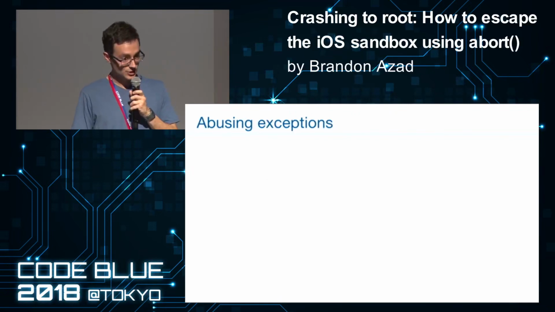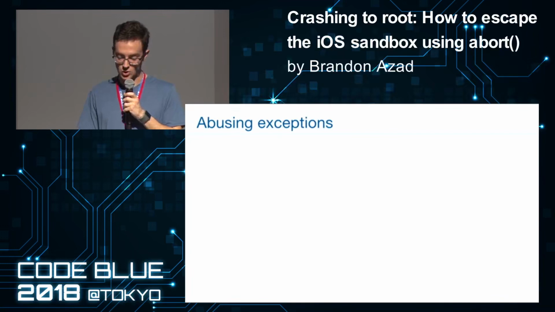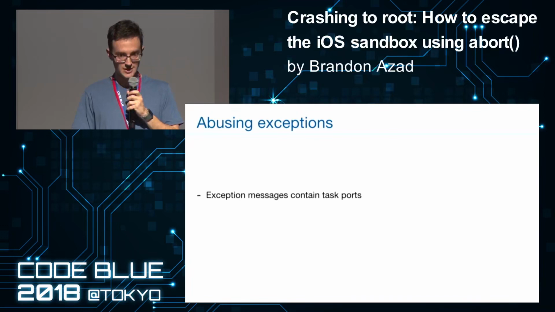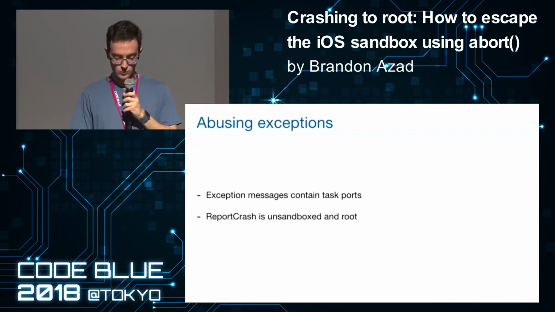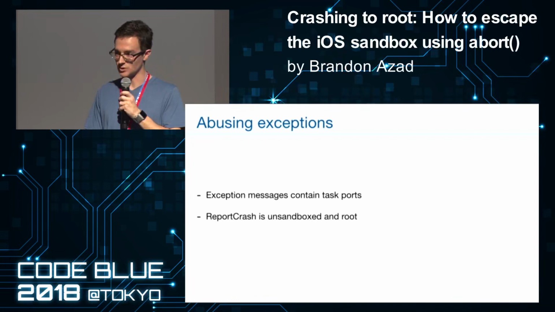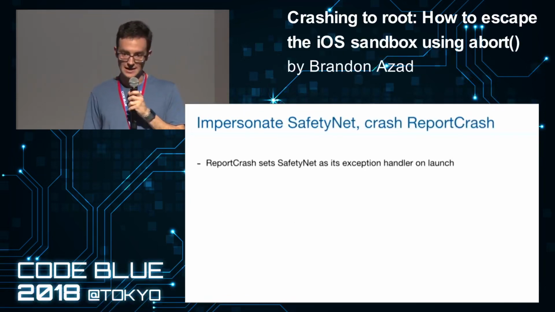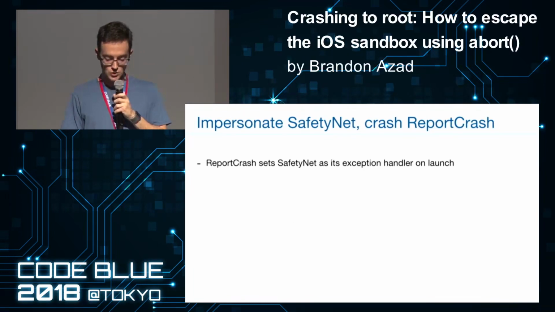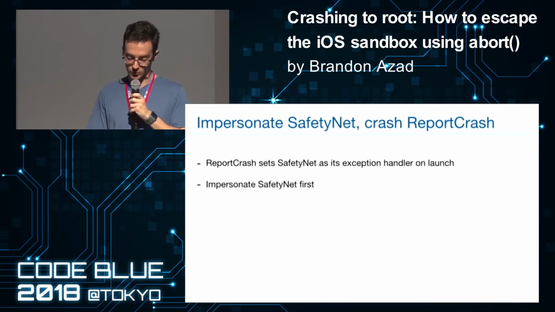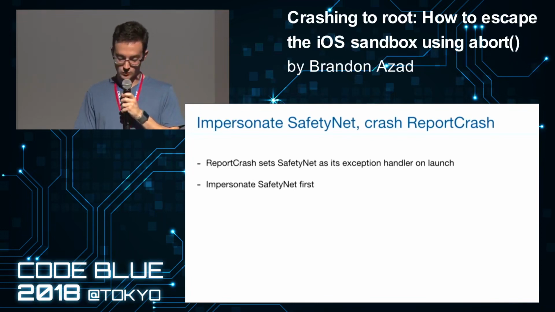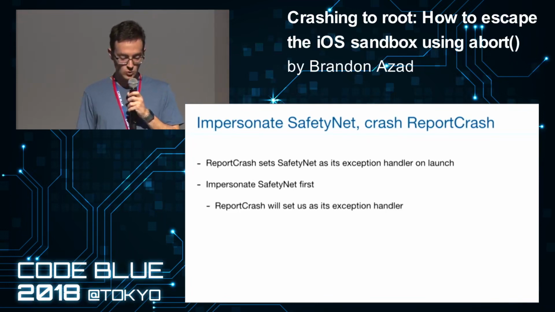However, even though the traditional approach doesn't work, we can actually devise our own strategy by reusing what we already know. See, exception messages contain task ports, and reportcrash itself is unsandboxed and runs as root. So why not impersonate SafetyNet and then trigger a crash in reportcrash? See, reportcrash sets SafetyNet as its exception handler on launch. So if we can impersonate SafetyNet first, before reportcrash starts up, then launchd will tell reportcrash that we are SafetyNet, and so reportcrash will set us as its exception handler instead.